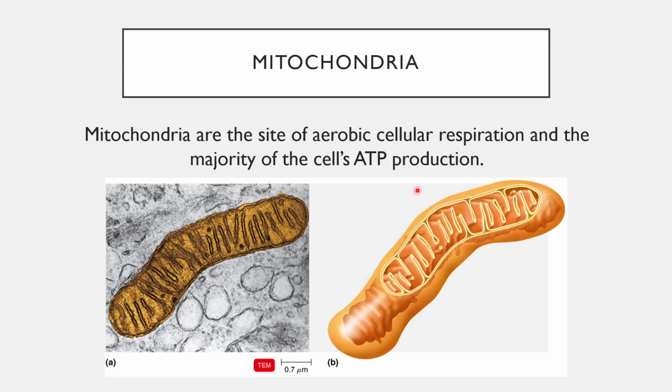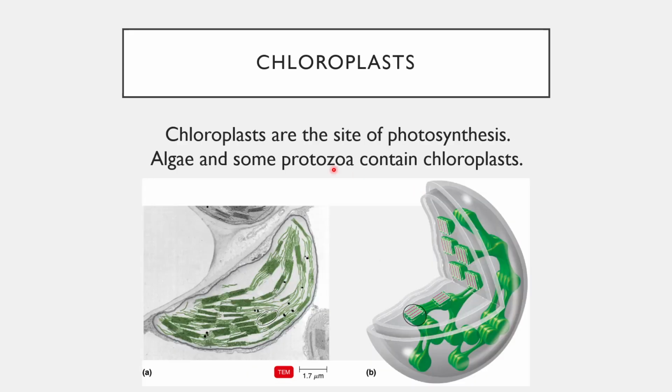On the other hand, chloroplasts are similar but different intracellular structures that are found in only some eukaryotic organisms, ones that can perform photosynthesis. Algae and protozoa, not all, but only some protozoa contain chloroplasts. And the role of these organelles is to generate energy by absorbing sunlight.